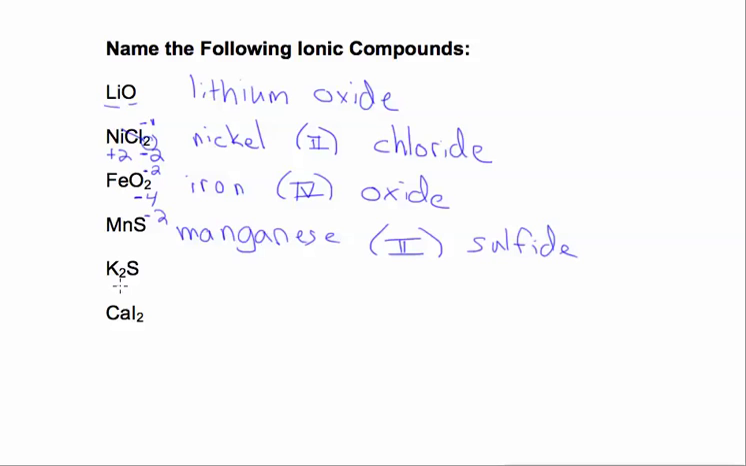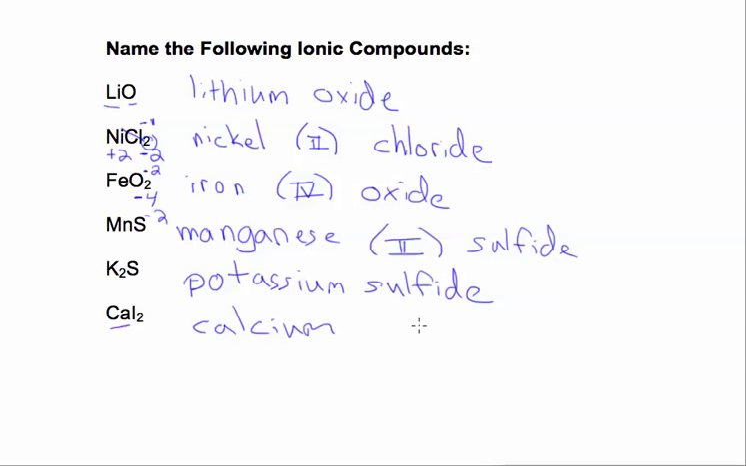And this is potassium sulfide. And potassium is not in the D block, so we don't have to do a charge. The charge on potassium is 1. It's always 1. You don't need to insult my intelligence by telling me that. In fact, I'll take off points if you tell me when you don't have to. Calcium, also not in the D block, so we just do calcium. And iodine becomes iodide.